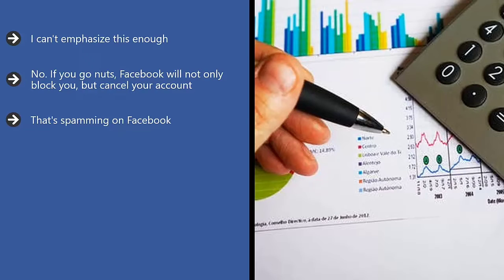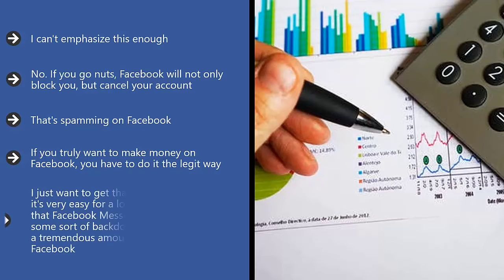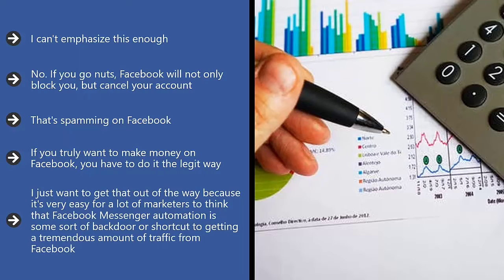That's spamming on Facebook. Whether you're using page spammers, group spammers, comment spammers, or messenger chatbot spammers, it is not a winning strategy. If you truly want to make money on Facebook, you have to do it the legit way. This means building a brand and conducting yourself with the highest level of professionalism and integrity. In other words, use Facebook like a legitimate business would use it. I just want to get that out of the way because it's very easy for a lot of marketers to think that Facebook Messenger automation is some sort of backdoor or shortcut to getting a tremendous amount of traffic from Facebook.